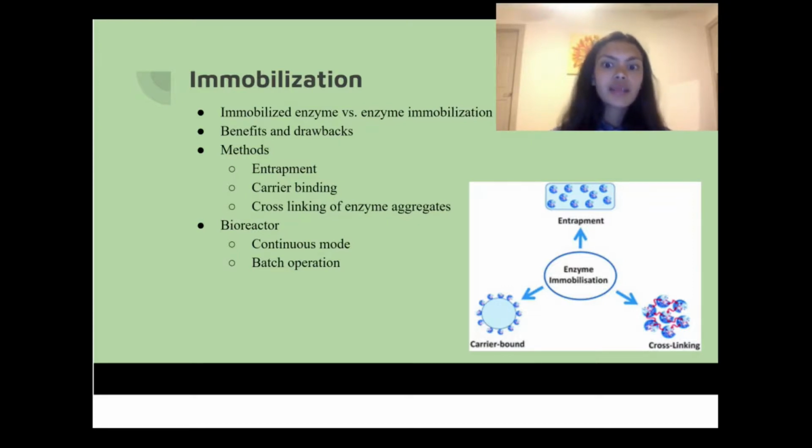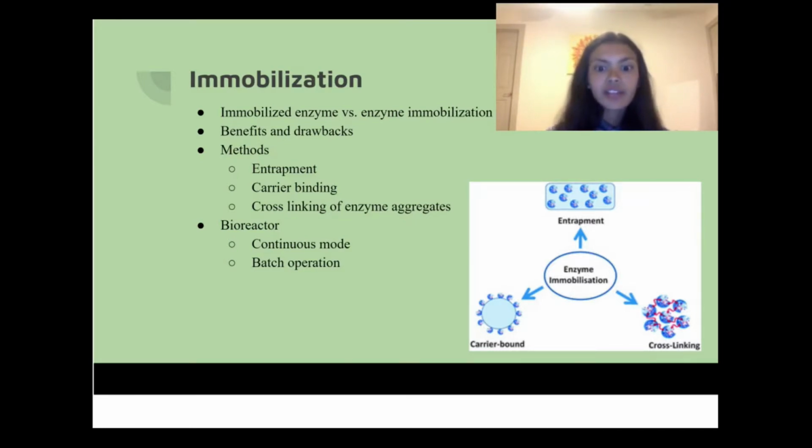Entrapment is when the enzymes are held in a substance, gel, or capsule. Carrier binding involves the formation of covalent bonds between the chemical groups in the enzyme and the chemical groups on the carrier. And then cross-linking is the covalent bonding between molecules, often using glutaraldehyde. This cross-linking method is the method that is used most often because it is the least complex of all the three.